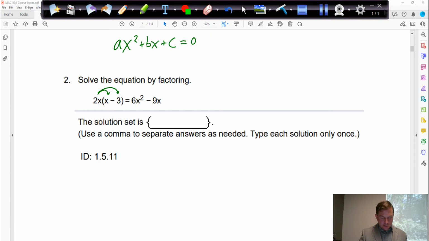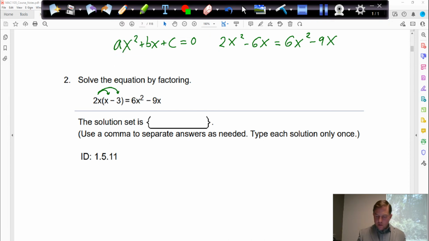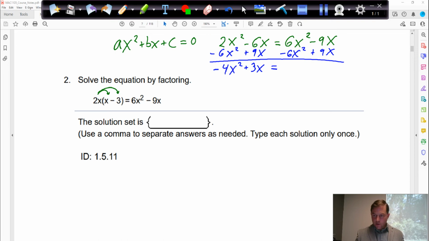So let's see. 2x times x would be 2x squared. 2x times negative 3 would be minus 6x. And that's going to equal 6x squared minus 9x. Okay, now just like before, I'm going to move these. So to move them, I'm going to subtract 6x squared from both sides, and we're going to add 9x to both sides. 2 take away 6 would be minus 4x squared. Minus 6 plus 9 would be plus 3x. And the right side is completely wiped out. It's just 0 now.